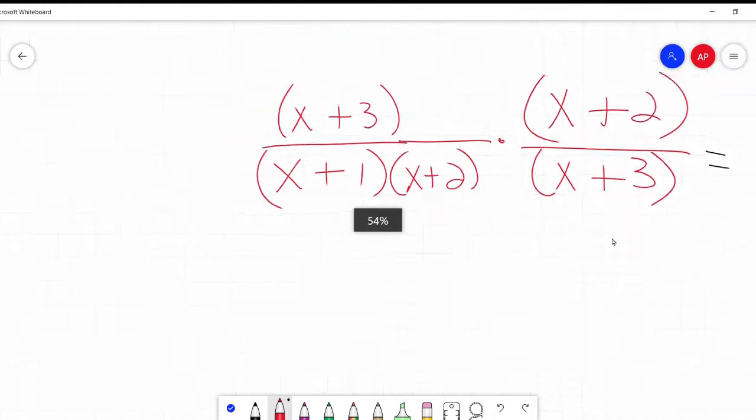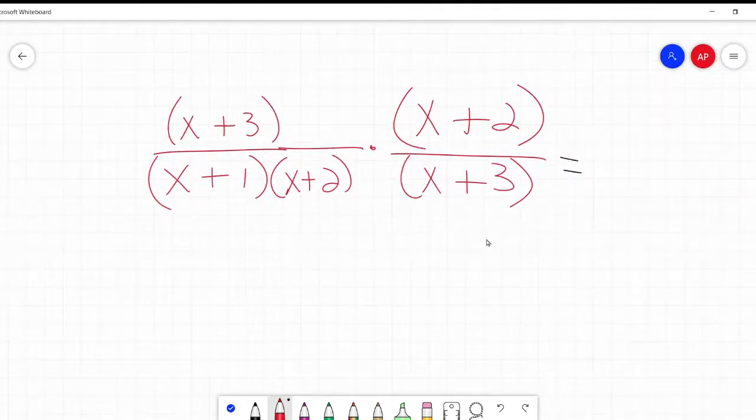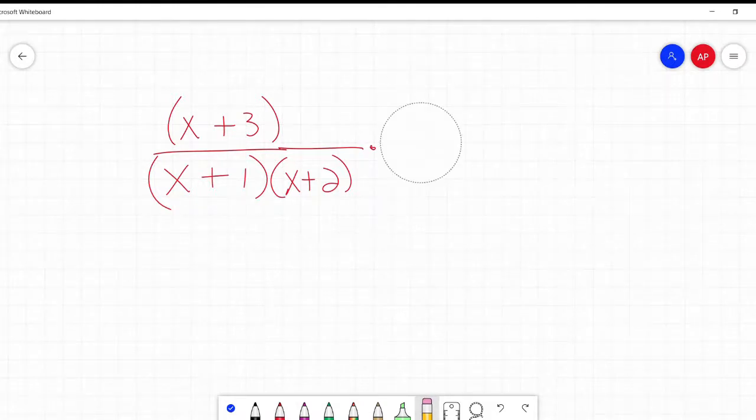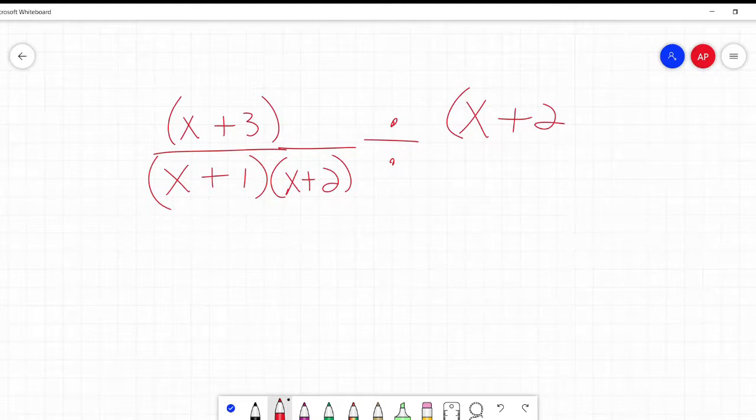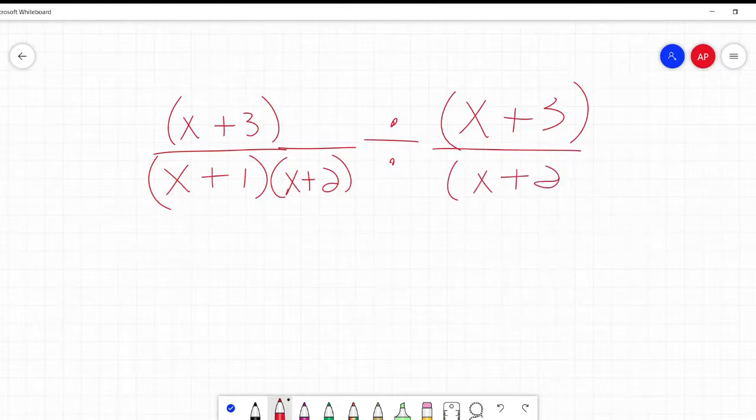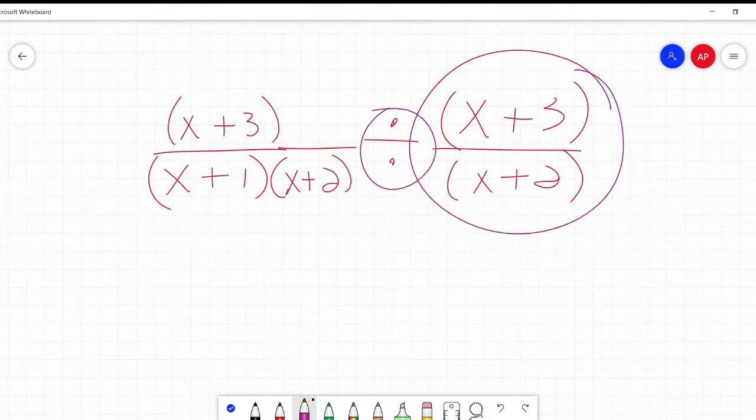If I had this, and let's say, make this other one a little bit different. Let's say if it was divided by x plus 2, or no, I'll say x plus 3 over x plus 2. The only thing different you do when it's divided, this is it, is before you start canceling, you take what's after the divide symbol and you flip it.